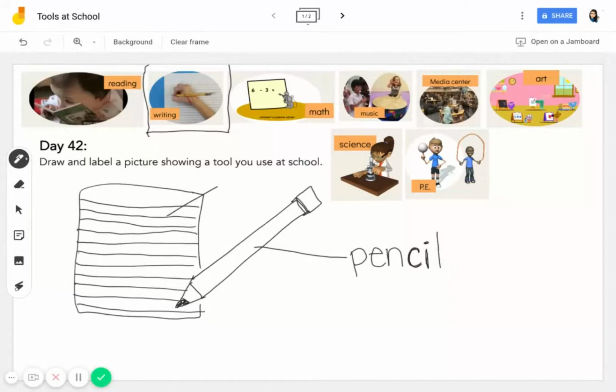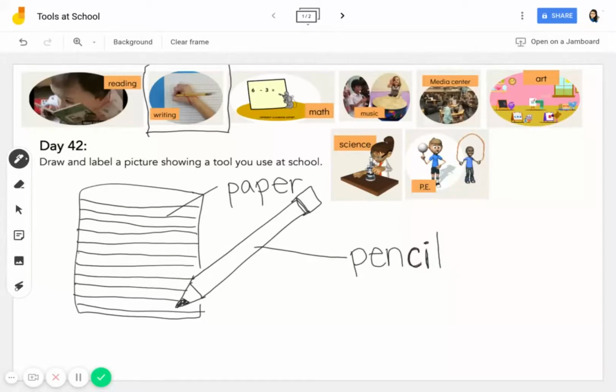Paper. P, A, P. What says... I know it is R, but it has to be ER, IR, or UR. But in this case, it is ER. So I labeled my picture, and that's all I had to do for my assignment.